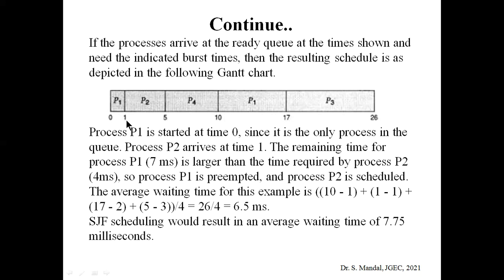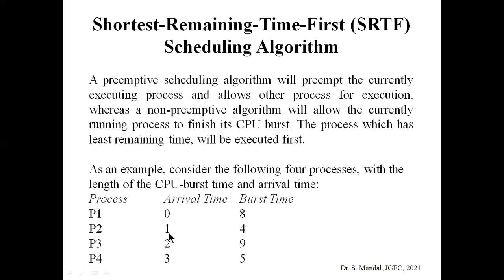It will continue up to, sorry, 5 milliseconds, because its burst time is 4 milliseconds. Similarly, at 2 milliseconds we should compare again, because P3 arrives then. What is the remaining time for P3? That is 9 milliseconds. The remaining time for P1 is 7, and the remaining time for P2 at 2 milliseconds is 3 milliseconds. We can see that P2 has the least remaining time, so P2 will continue.